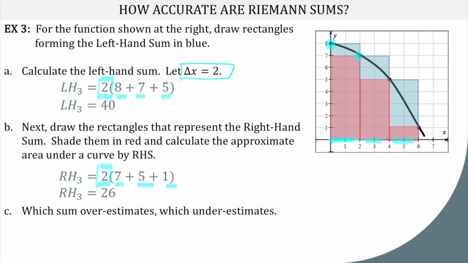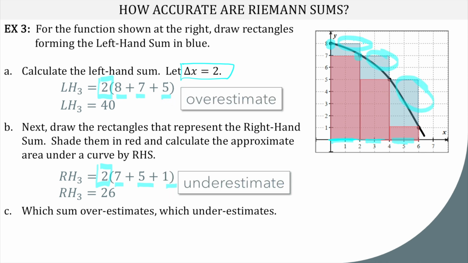Well, one of them overestimates, one of them underestimates. The left-hand sum, as you can see, overestimates, and the right-hand sum underestimates.